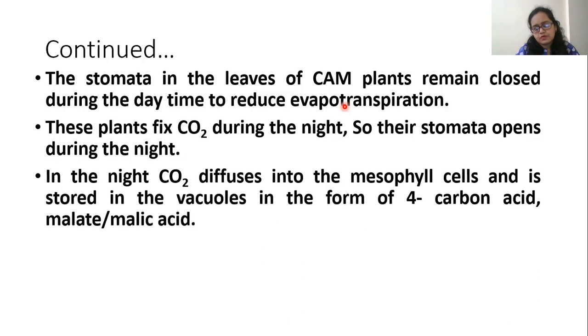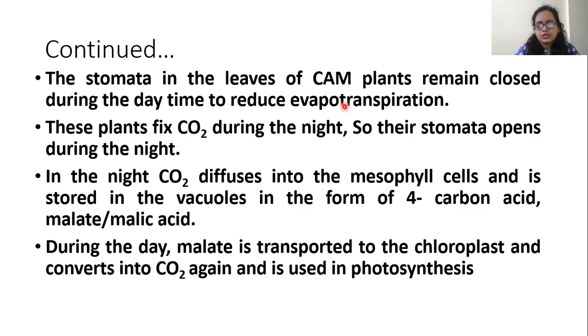So CO2 along with the water molecules diffuses into the mesophyll cells and is stored in the vacuole in the form of a 4-carbon acid, malate or malic acid. Why is the 4-carbon acid, malic acid, stored? Why is there no photosynthesis in the night time? Because carbon fixation also depends upon the light dependent products such as ATP and NADPH, which are available during the daytime only, and are not available during the night. Hence, CO2 comes into the mesophyll cells and is stored in the vacuole as malic acid or malate, and it is then released during the daytime when the ATP and NADPH are available in order to fix the carbon dioxide.